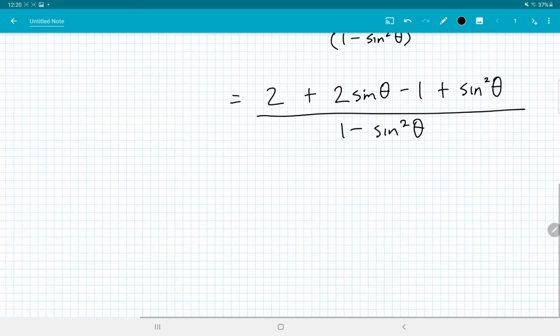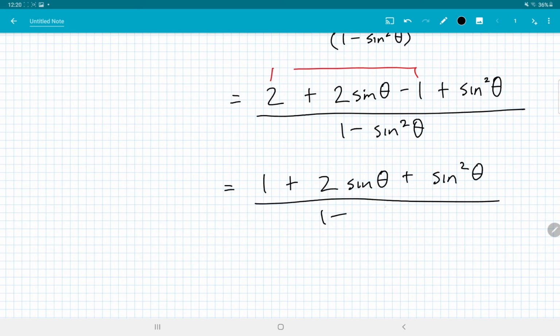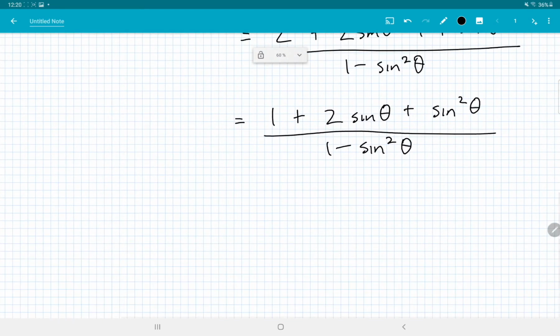Okay. So the next thing we can do is collect like terms. We have a 2 and a negative 1. Okay, fantastic. Let's do that. 2 minus 1 is 1 plus 2 sine theta plus sine squared theta. And that's all over 1 minus sine squared theta. Okay, now this is interesting.